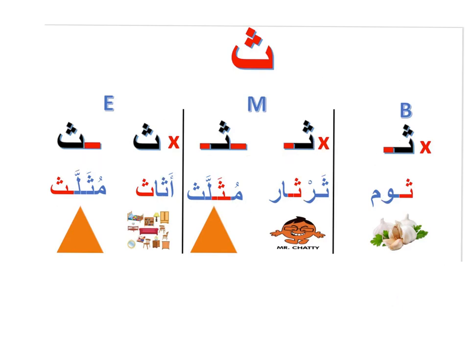I'm going to read for you the examples that we have for the letter Th. So the first example here, Th at the beginning of the word, Thum. We know how to read this part by ourselves because it's Th with the vowel U, Thum. And as you see, Thum is garlic.